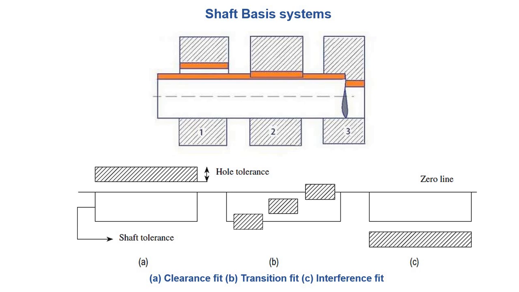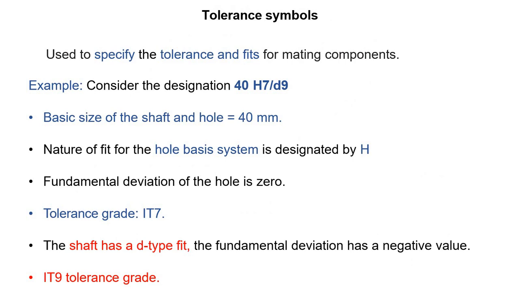In the shaft basis system, we keep the shaft size constant. But the hole basis system is most preferred in industries, because the production of the shaft as well as checking of the shaft can be done by utilizing simple instruments. So we prefer that one in industries. Next we will see the tolerance symbols used to specify the tolerance and fit for the mating components.